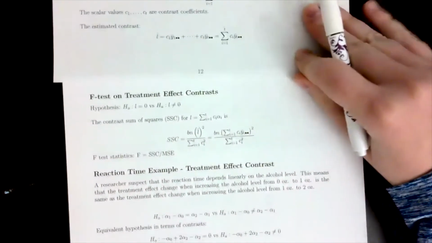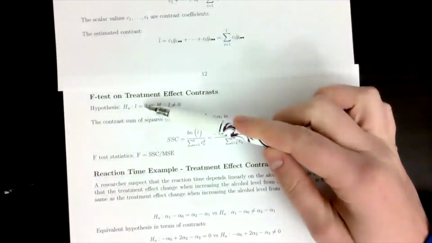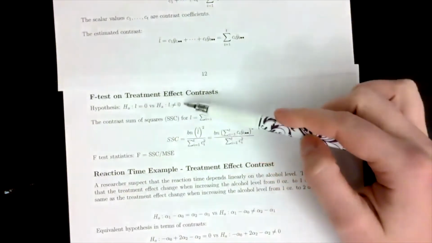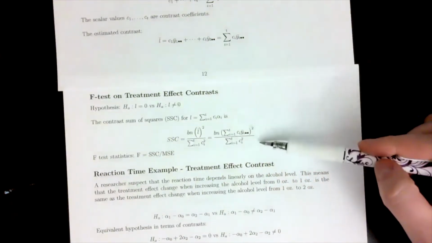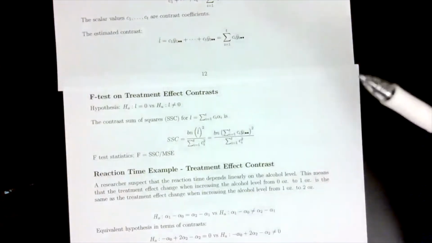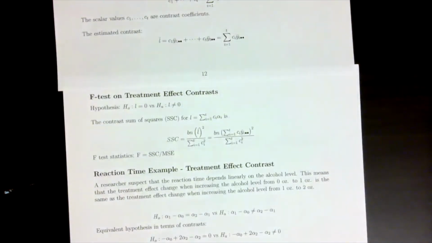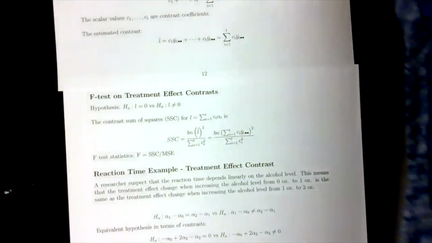For our F treatment effect, we're looking at whether the population contrast is equal to 0 or not. We have our sums of squares. We will have our F statistic. Now I'm going over this pretty quickly because we've seen this before. Now, let's use this within our reaction time example.